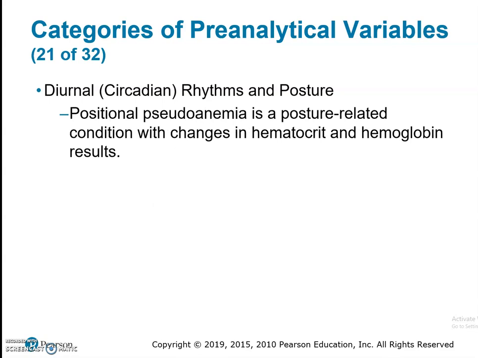Positional pseudoanemia is a posture-related condition with changes in the hematocrit and hemoglobin results. This is seen in patients that remain in bed for an extended period of time. They can cause their values to shift or change as they go from sitting to standing. It can be differentiated from the results of an acute bleed that can lead to true anemia. The healthcare worker must be helpful in providing information on the patient's posture prior to collecting these two types of samples.